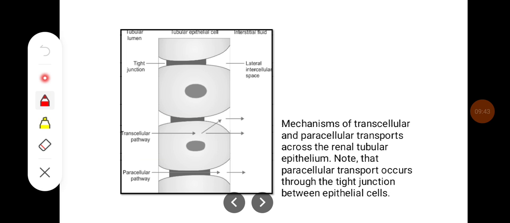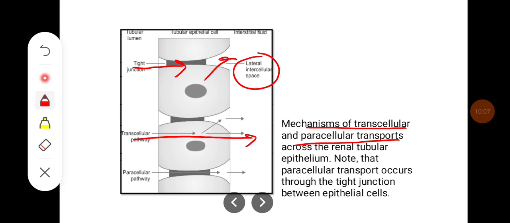So this is a diagram showing the mechanism of transcellular and paracellular pathways. In the transcellular pathway, the substances are transported across the tubular epithelial cells, and in the paracellular pathway, the substances are absorbed across the tight junctions and the lateral intercellular space.